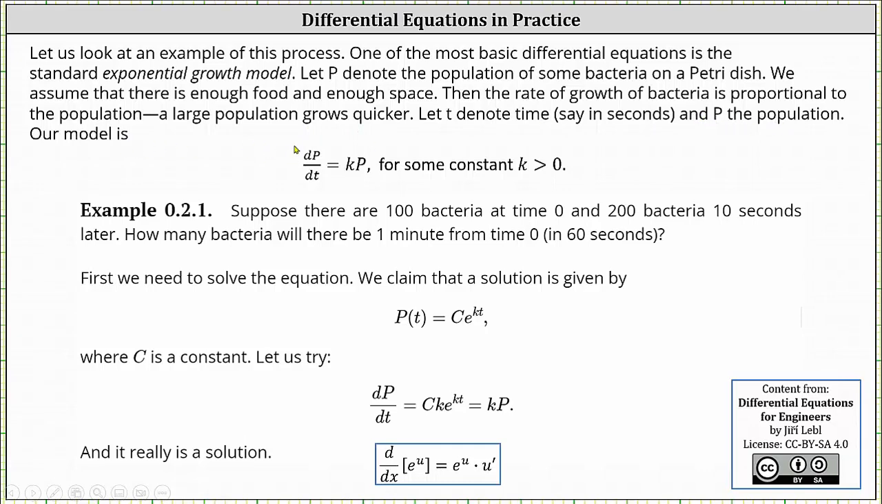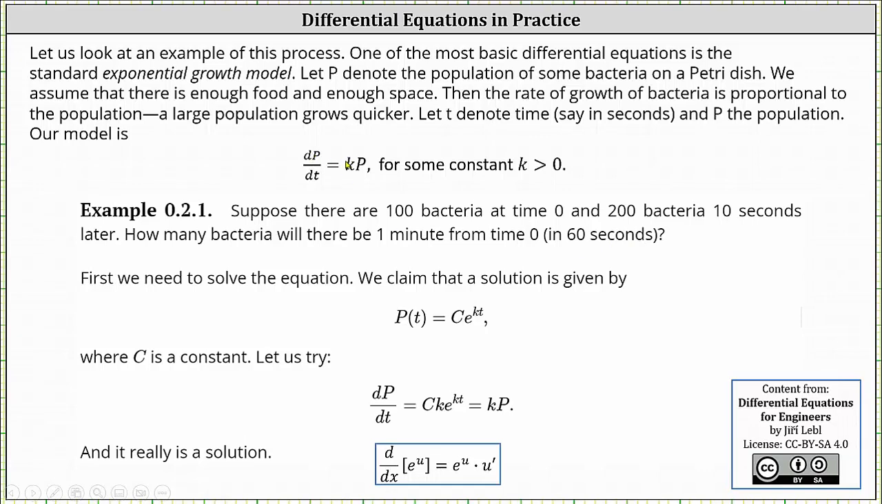Our model is dP/dt equals k times P for some constant k greater than 0. Recall dP/dt indicates the change in P with respect to time is equal to k times P, meaning some constant times the population P. Now suppose there are 100 bacteria at time 0 and 200 bacteria 10 seconds later. How many bacteria will there be 1 minute from time 0, meaning when the time is 60 seconds?